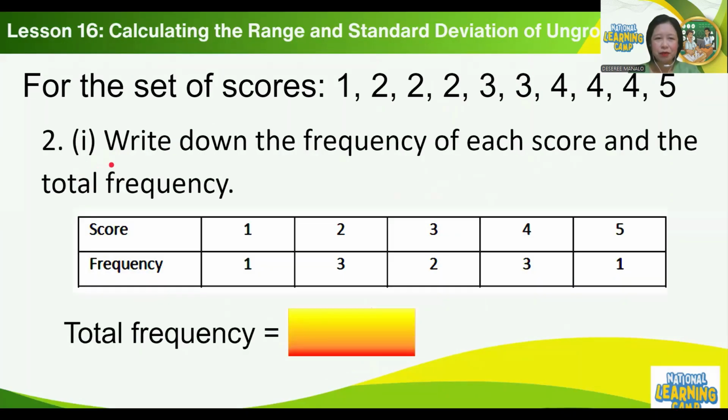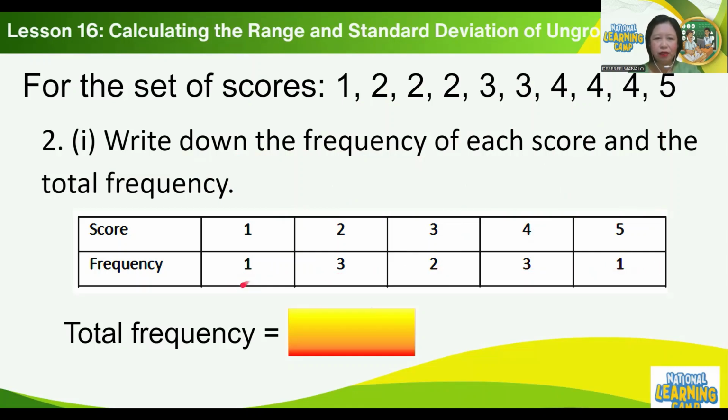For question number 2, write down the frequency of each score and the total frequency. So we have the given scores 1, 2, 3, 4, and 5. For the frequency, how many 1? So 1. How many 2? 1, 2, 3. So that's why we have 3 here. Next, how many 3? 1, 2. Okay, the frequency is 2. And how many 4? So we have 3. And how many 5? We have 1. So these are the frequencies of each score.